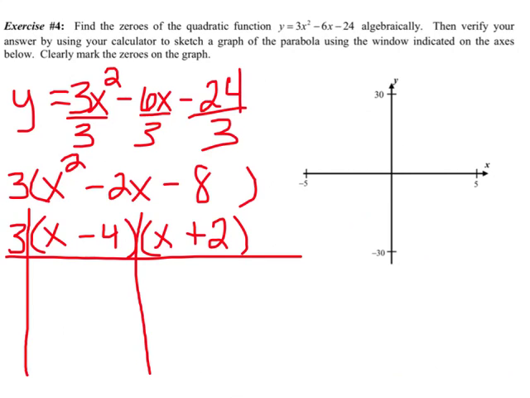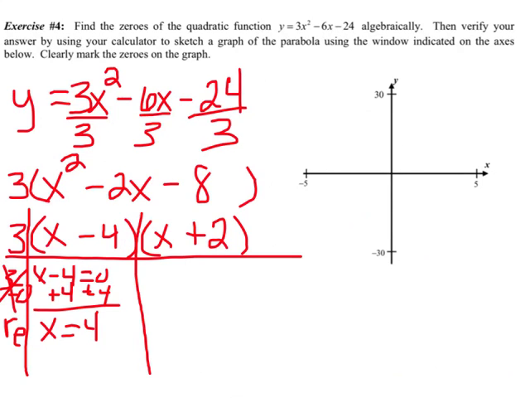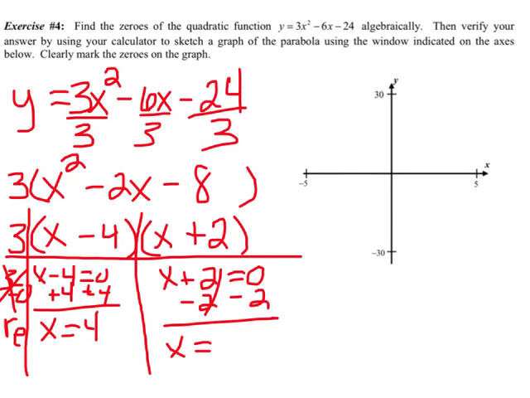So on the left-hand side, I have 3 equals 0. That can't happen, so I reject that. In the middle, I have x minus 4 equals 0, plus 4 on both sides: x equals 4. On the right-hand side, I have x plus 2 equals 0, minus 2 on both sides: x equals negative 2.